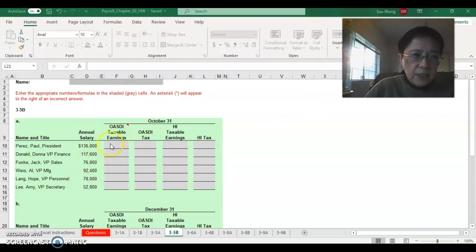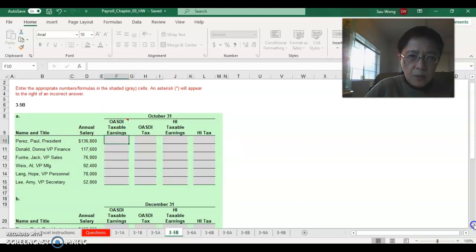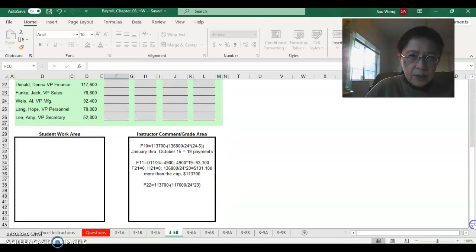These are the annual salaries in here. Paul's annual salary is 136,800. And F10, our OASDI taxable wages, I have the formula down here. F10 is equal to our cap number, 113,700, minus Paul's annual pay divided by 24. Remember, this is semi-monthly, so in a year there are 24 payments. We have to divide by 24 because we need to get how much each payment is.